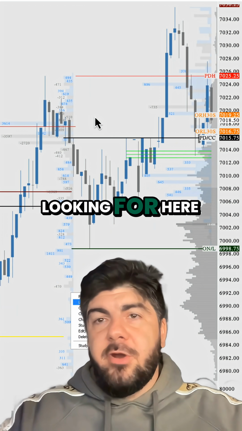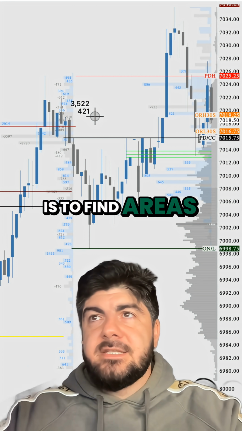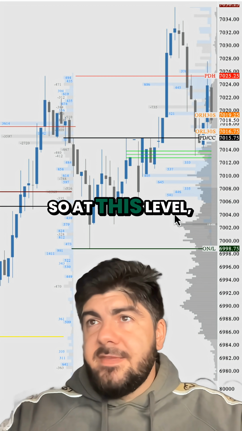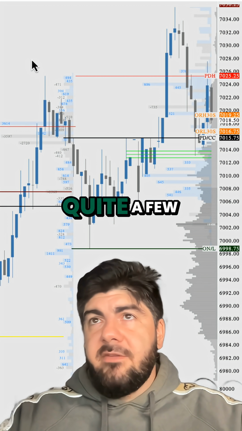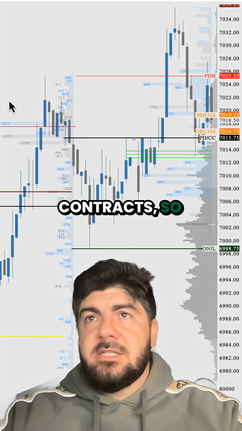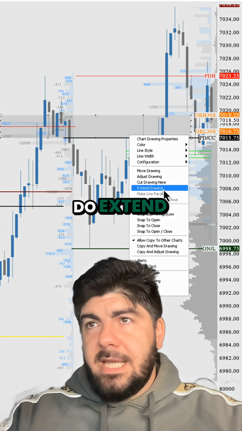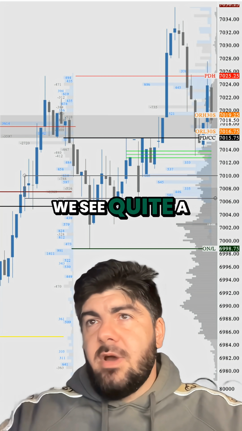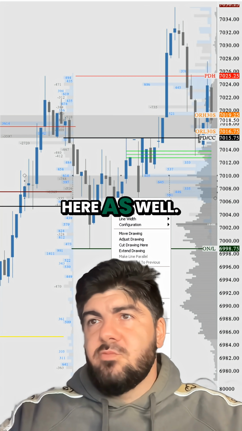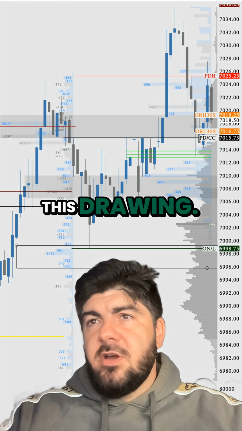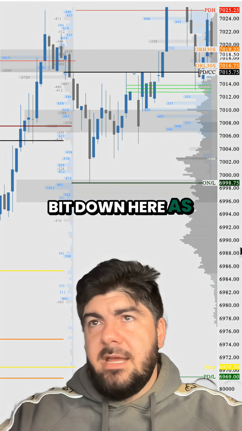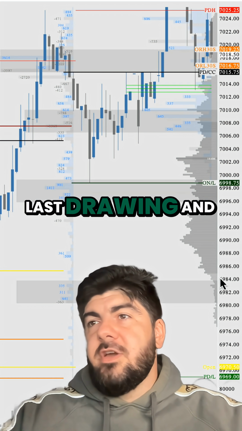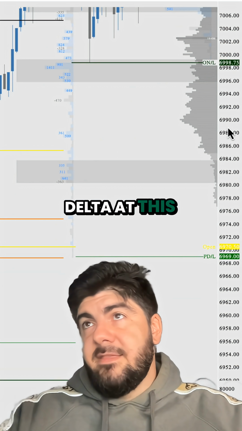So what we're looking for here is to find areas where there is a confluence of delta. At this level, we are seeing quite a few delta contracts. So we're going to mark it, right click and do extend drawing. Then we could copy and move the drawing. We see quite a bit of delta down here as well. Then we can copy and move this drawing. We see quite a bit down here as well. And then last but not least, we could move the last drawing and there's some delta at this zone also.